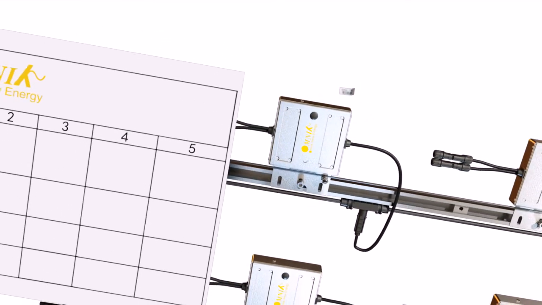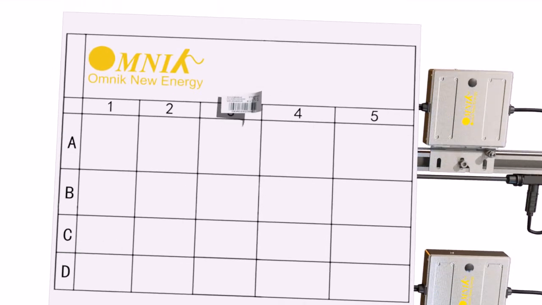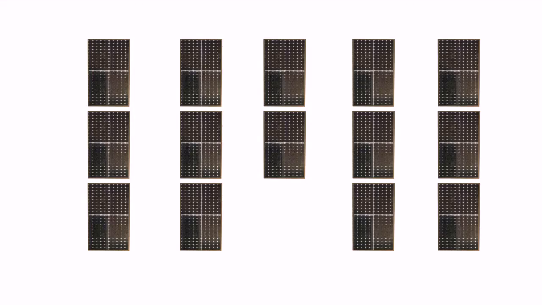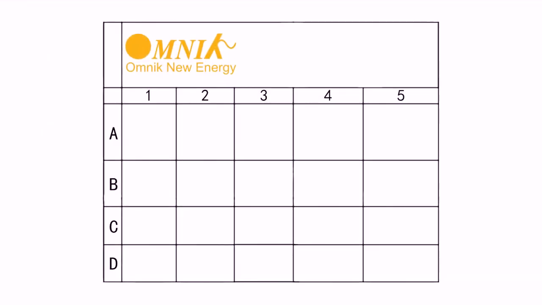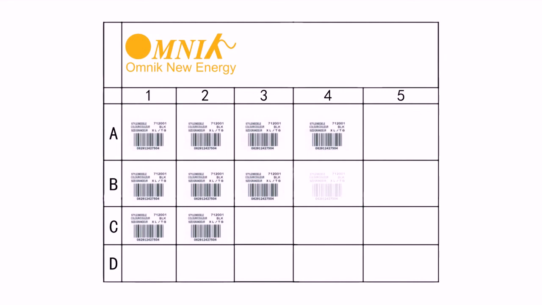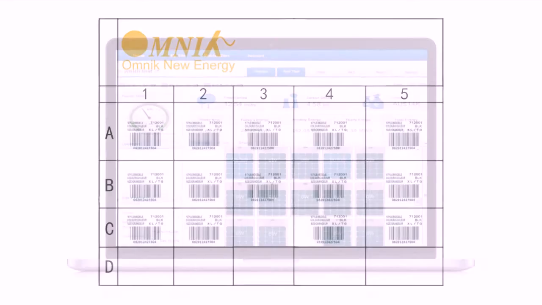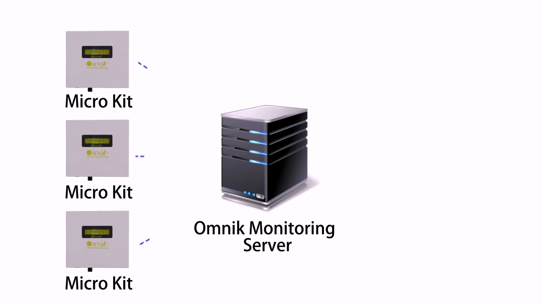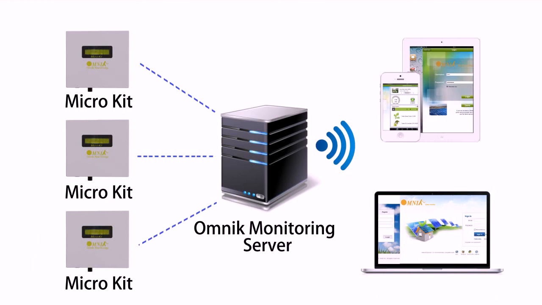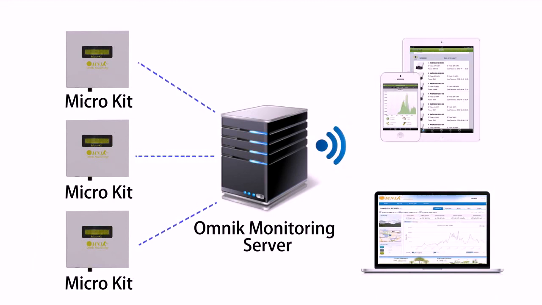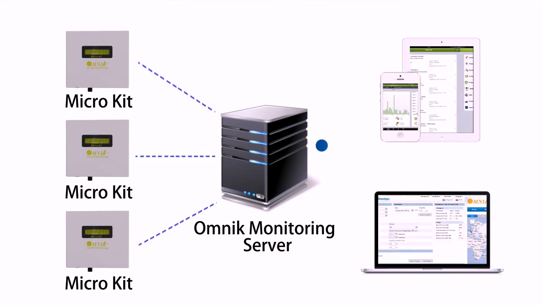Stick the label on each microinverter onto an overall system diagram, and match the corresponding location on this diagram with the monitoring diagram. Thus, it is convenient to monitor the working condition and power generation of each microinverter, and its further maintenance as well. All the data will be sent to the server through the micro kit. Users can monitor their system details via Omnik monitoring server and/or iPhone, iPad, Android smartphones.